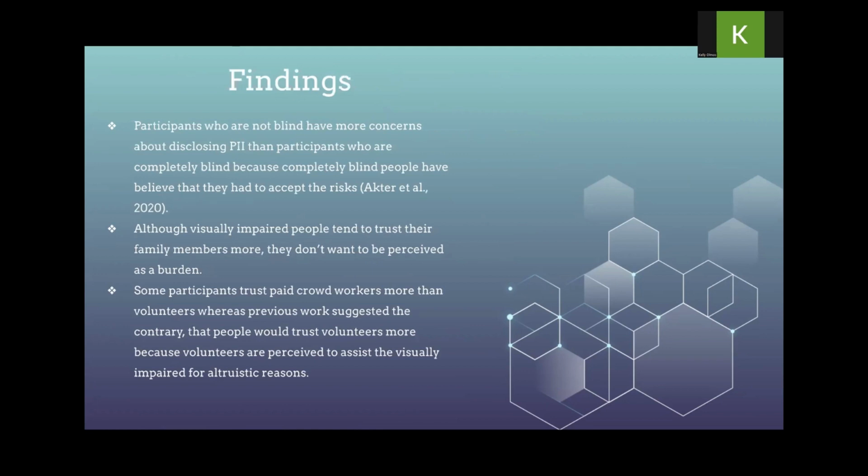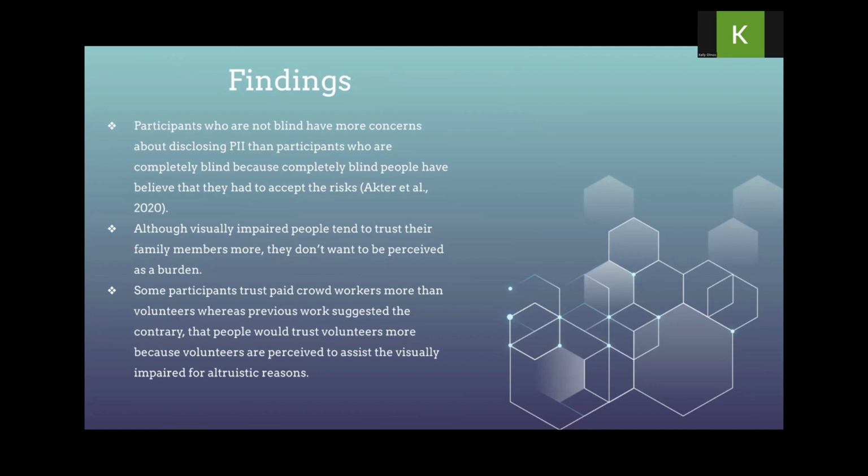Participants who are not completely blind, so people who are legally blind or partially blind, have more concerns about disclosing personally identifiable information than participants who are completely blind, because completely blind people have gotten to the point where they believe they have to accept that violation of privacy in order to go through their daily routine. And although visually impaired people tend to trust their family members more, they don't want to be perceived as a burden, and that's when they start relying on those websites that provide those services.